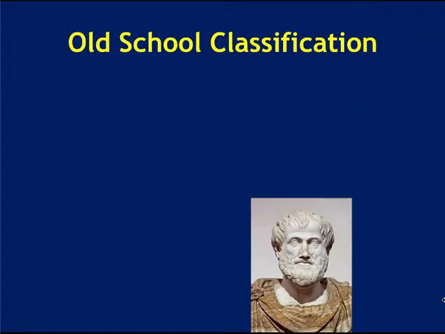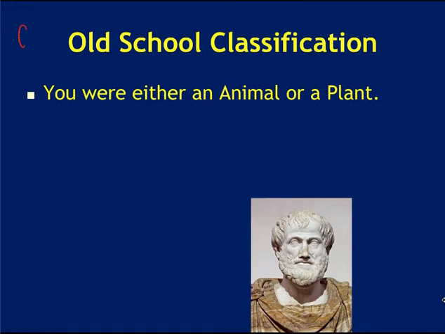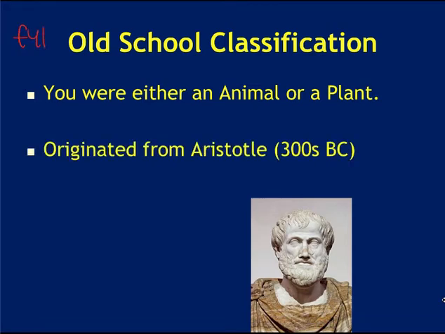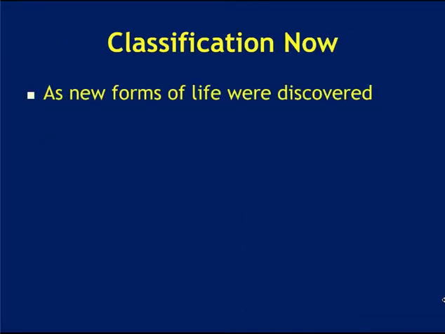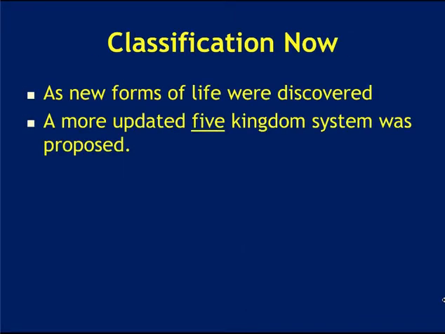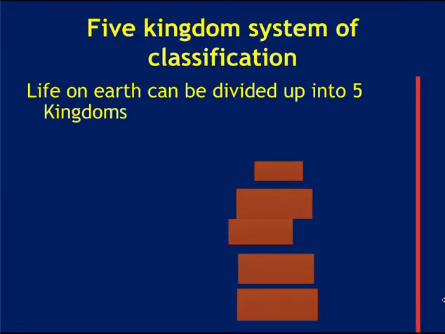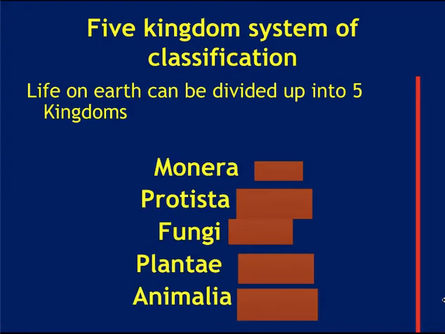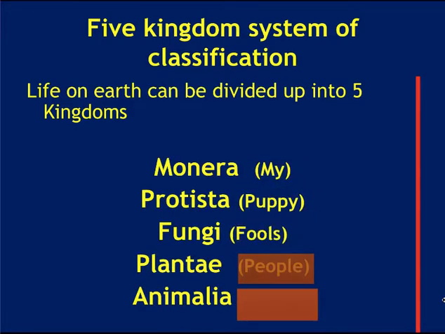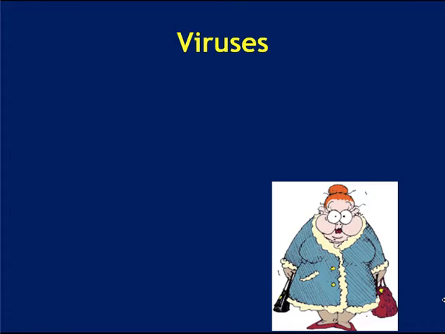Now, in terms of the old school classification, this is just an FYI, for your information only. You are either a plant or an animal, so this is coming from Aristotle in the 300 BCs, and it was used up until the 1600s. And compared to now, we have this 5 kingdom system, and that is our accepted method of classification. Okay, so we've just done this, the Monera, Protista, Fungi, Plantae, Animalia, and we have my puppy fools people always.